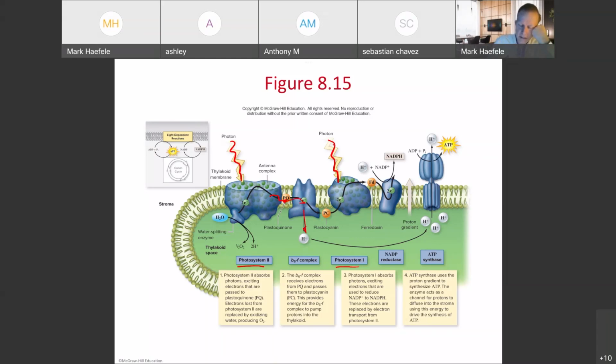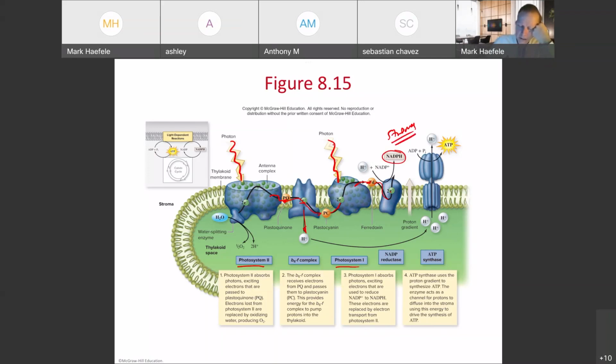Then it passes it on to another shuttle protein, plastocyanin, which will then pass it into and fill in Photosystem I. So Photosystem I has lost its electron and passed it on to ferredoxin, which then feeds it to this NADPH reductase. And so that basically takes the electrons and loads them into NADPH, which is out here in the stroma. So that's where NADPH is being made.